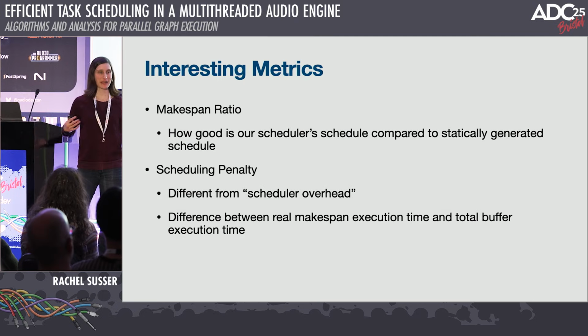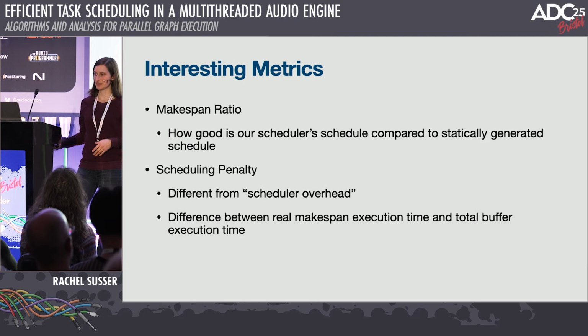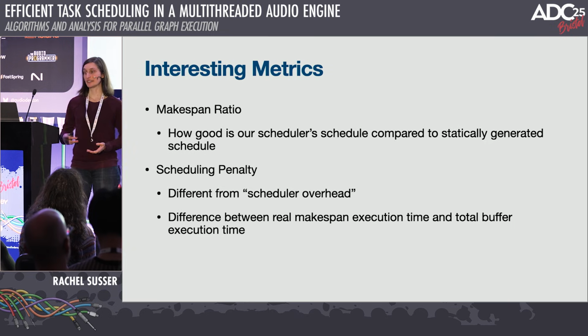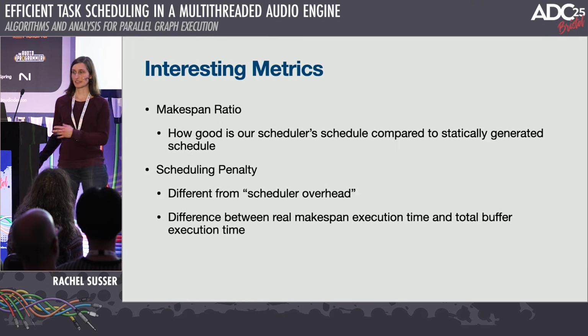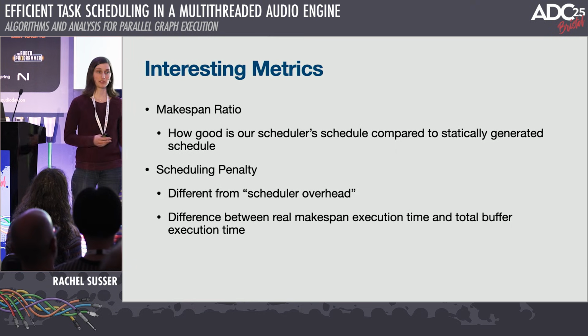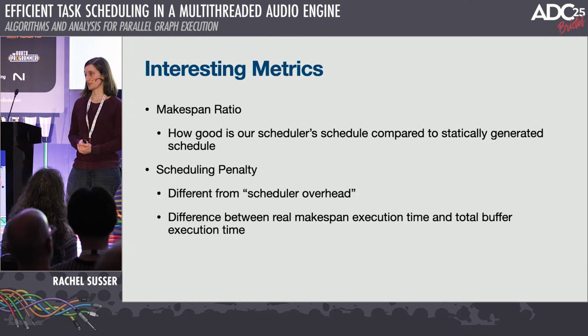So yeah, our comparison between the ideal schedule and the real schedule can be represented by a ratio, which I refer to as the make-span ratio, and that gives us a ratio between the pseudo-ideal scheduler's make-span and the one from the real-world schedule.